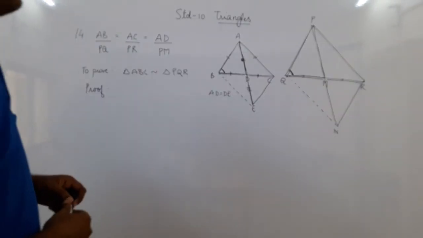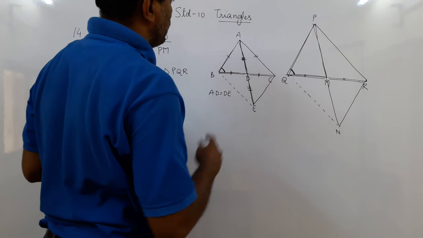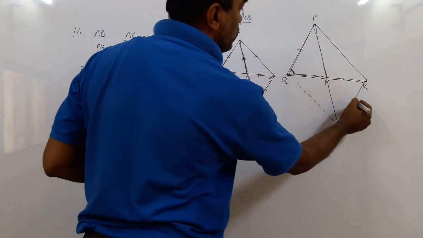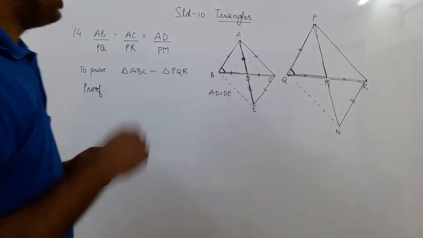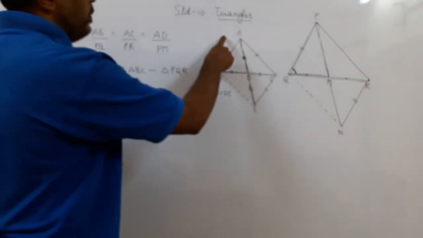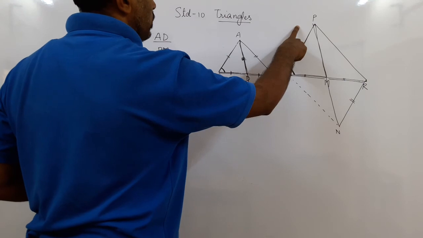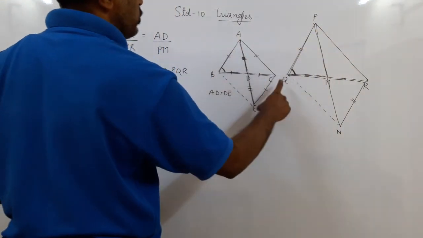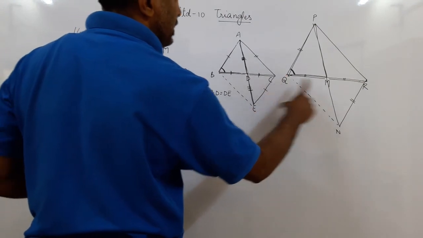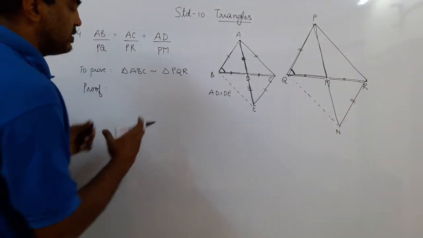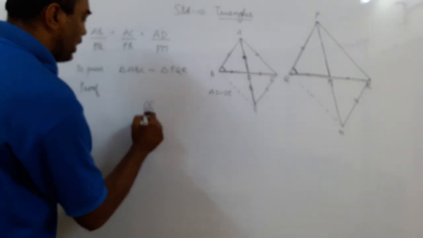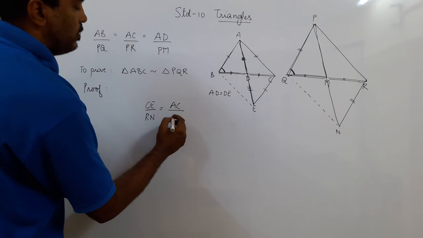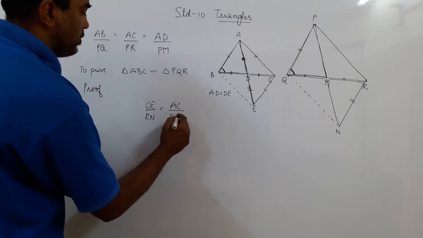Okay? And in a parallelogram, what do you see? The opposite sides are equal. So AB is parallel to CE and PQ is parallel to RN. But we have AB upon PQ. So AB upon PQ equal to AC upon PR. But AB is equal to CE. So we can write CE upon RN equal to AC upon PR.